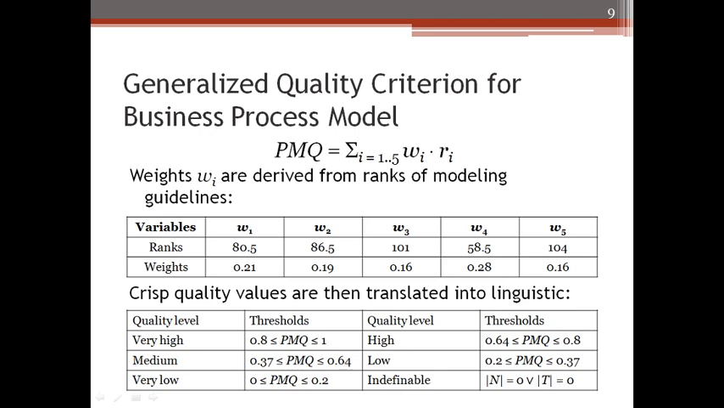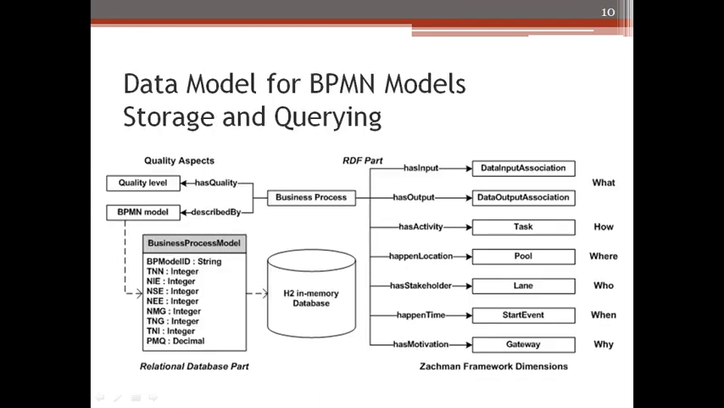Crisp values of the generalized measure then could be transformed into linguistic values according to the Harrington scale, which contains 5 levels: very high, high, medium, low, and very low. For those models that don't contain any tasks or even any other nodes, the linguistic quality can't be inferred.